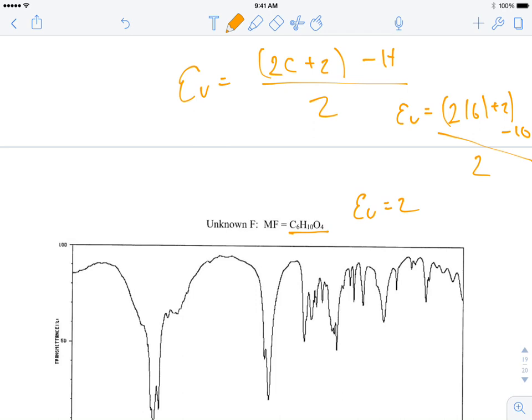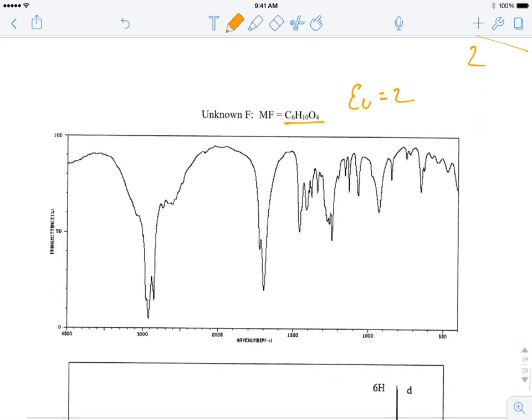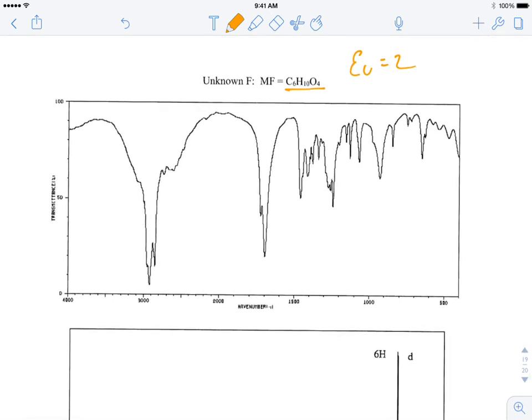This is less than 4, and the number 4 on elements of unsaturation is important because it's an indication that we may have a benzene ring in the equation. Since we are not at 4, we can rule out the idea of a benzene ring. So we're going to be looking at double bonds and rings as a possibility for our compound structure. That's the first thing we want to do: look for our EUs.